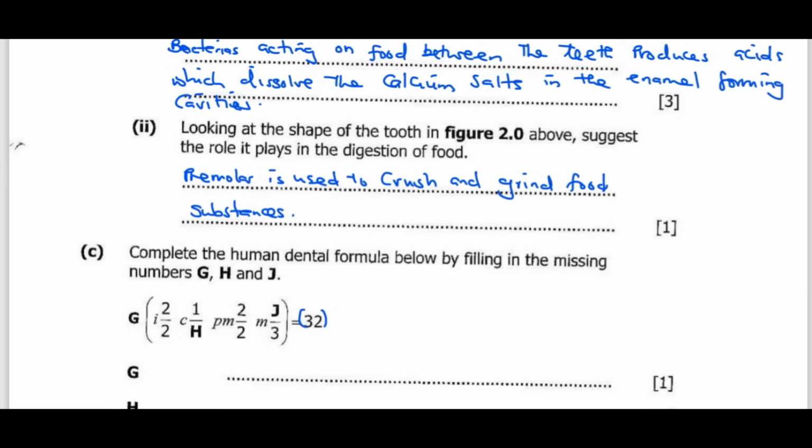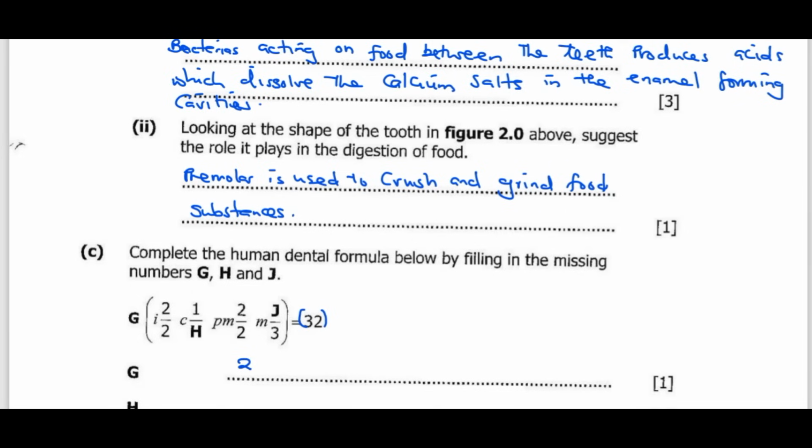When you look at G, we have to find a number. We have to multiply this number by all these numbers so that we can have 32. So which number is that? We're going to put a 2 here. So G is 2, such that when we multiply, we're going to have incisors, canines, premolars and molars.